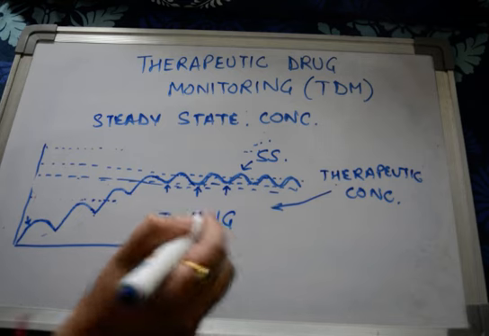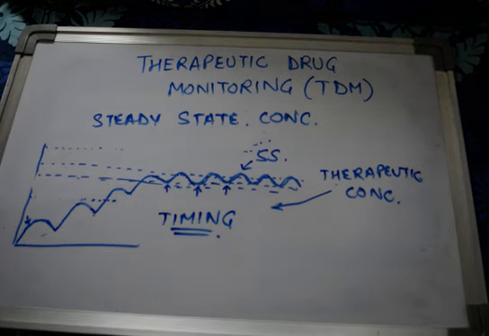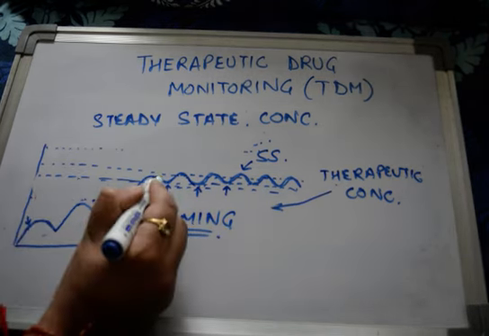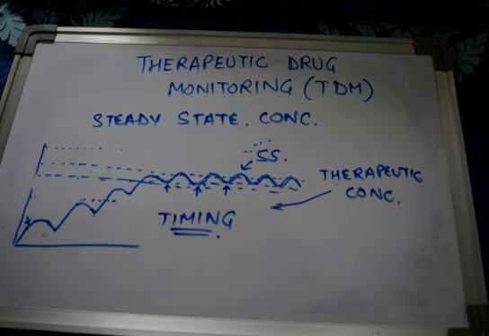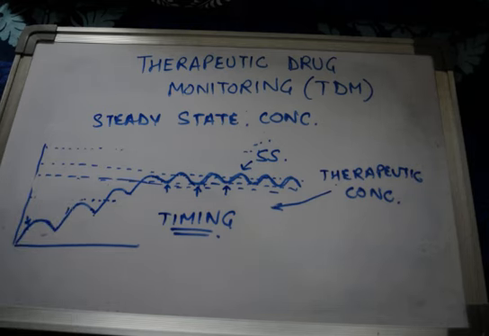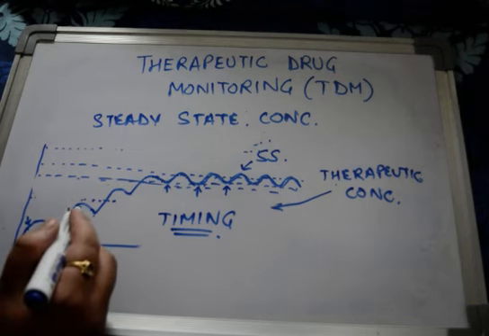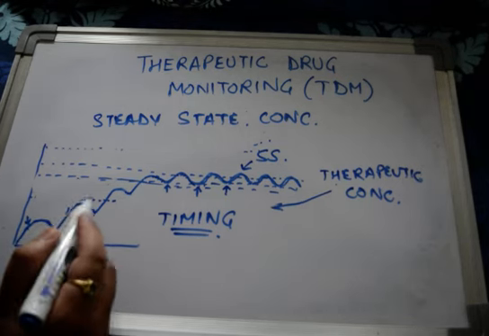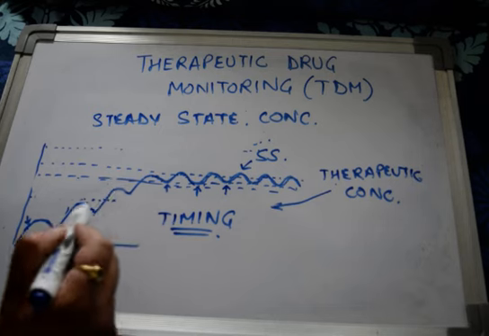or the timing of the sample. Okay, the first thing about timing is it should be taken after the steady state has been reached, because that is our target concentration actually. If we take a sample here, it will obviously be below the therapeutic concentration, so there is no point of taking a sample here. But we can take it for modifying further doses.